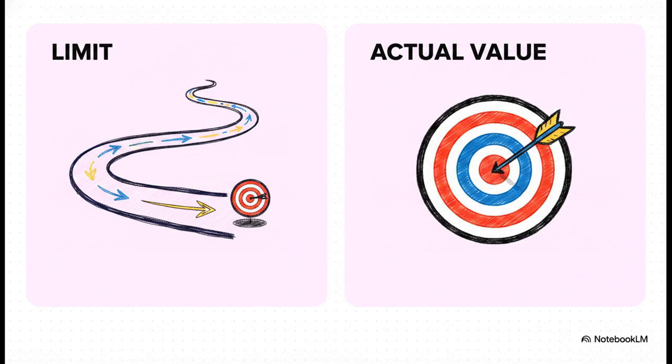On one hand, tracking the limit of f of x as x approaches a focuses purely on the behavior, that journey toward the destination. On the other hand, you have the actual value of f of a, which is the exact literal destination itself. And in mathematics, these two things don't always have to match up. The limit is basically asking, what does it look like is going to happen based on the trend, completely regardless of what actually exists at that exact final coordinate.